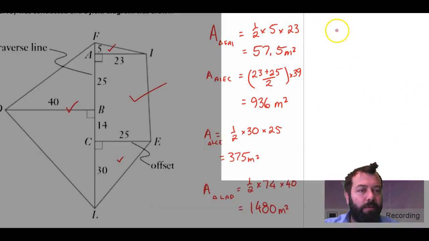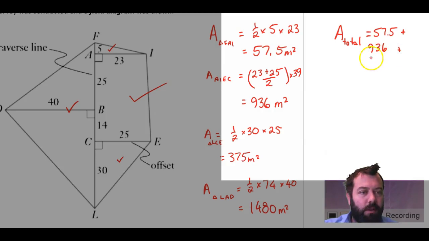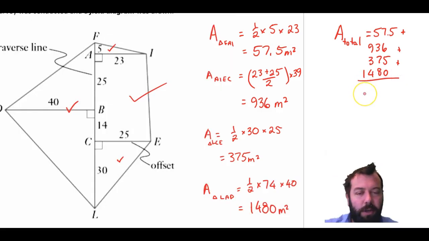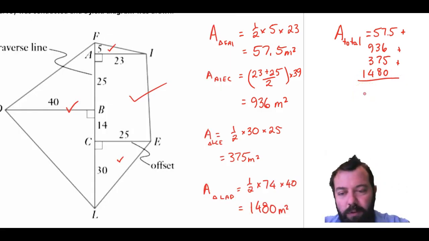Now my area total, I'm just using these subscripts just so I can see what I'm doing there, is the sum of these things. Is the 57.5 plus 936 plus, I shouldn't write these down the page, but I've run out of space, 375 plus 1480. So my total area is the sum of all of those things.